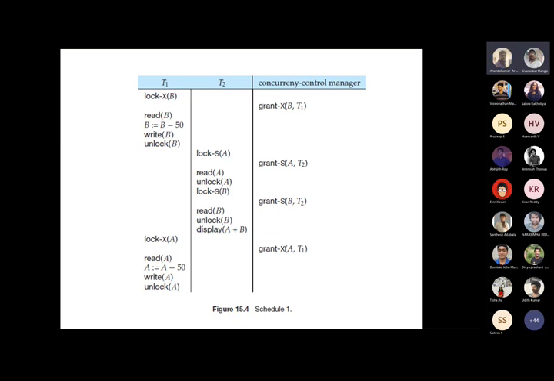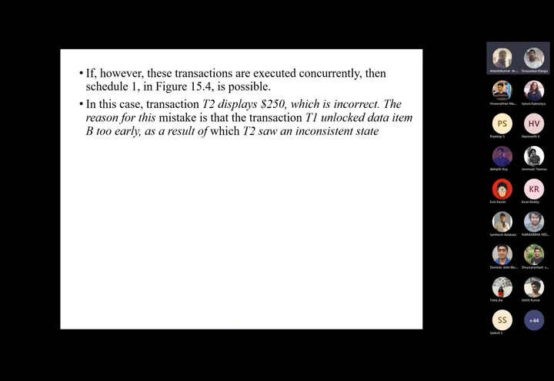So transaction T1, I think it should be A plus 50. Sorry, there's a mistake here. So it's going to be A plus 50, so 100 plus 50, 150. I think I have taken this from your textbook. The thing is that the database is not consistent in this case because it displays the sum of accounts A and B as 250. Right. So if these transactions are executed concurrently, the transaction T2 displays 250 as the sum of accounts A and B, which is incorrect.